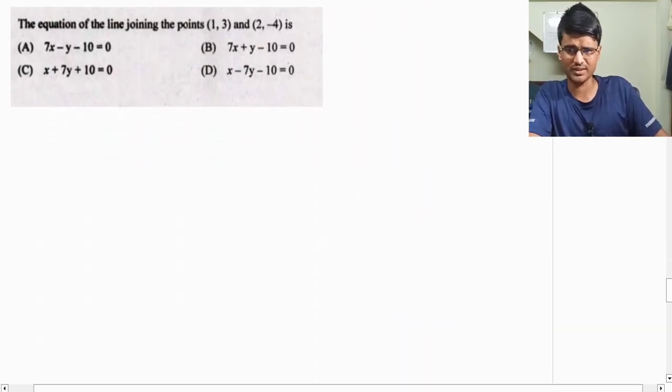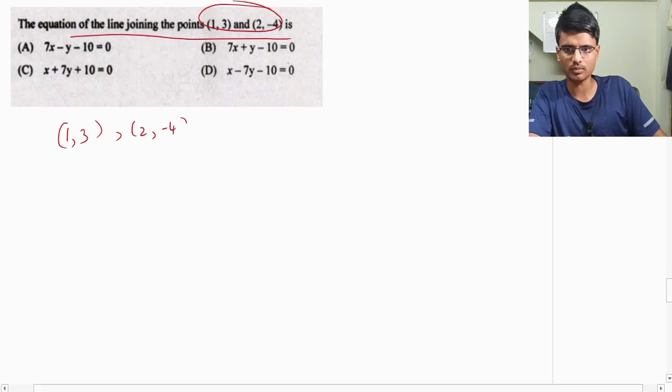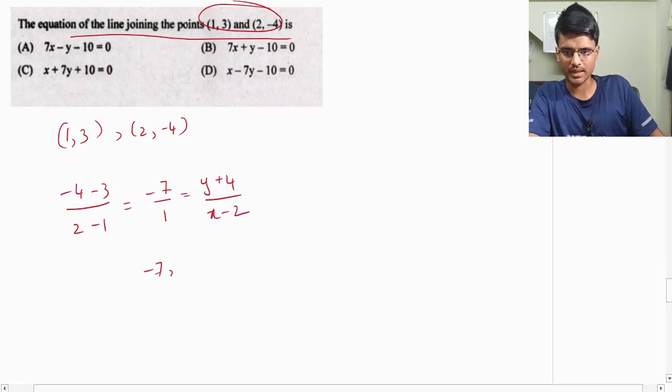Again, same question. The equation of the line joining the points; we'll be using the 2-point form. The 2 points we have are (1, 3) and (2, minus 4). The slope is minus 4 minus 3 over 2 minus 1, which is minus 7 by 1. Now I can pick any point and apply the point slope form. y plus 4 equals minus 7 times x minus 2, so minus 7x plus 14 is equal to y plus 4, so 7x plus y minus 10 is equal to 0. So this is the correct answer.